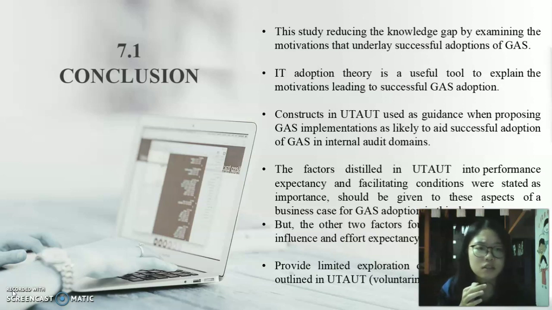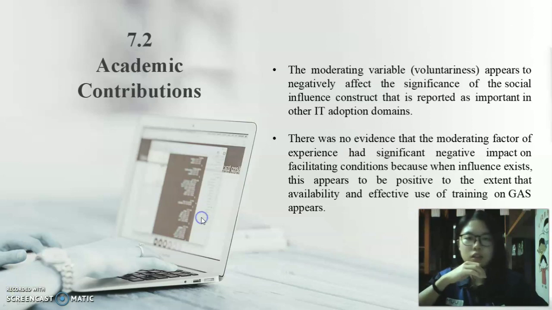The factors in the UTAUT, performance expectancy and facilitating conditions, were stated as important and should be given attention in the business case for GAS adoption in this domain. But the other two factors found in the UTAUT, social influence and effort expectancy, were not as dominant as the previous two factors, and it provides a limited exploration of the moderating factors in the UTAUT, which are voluntariness and experience. So now let's move on.